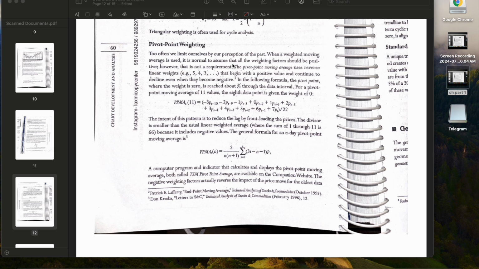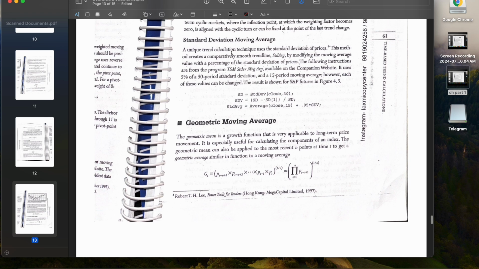The pivot point moving average uses reverse linear weights. So it begins with a positive value and continues to decline, and then they become negative. Earlier on, when we were seeing the normal weights, the number went from negative to positive. But in pivot weights, in the pivot moving average, it goes from positive to negative. So that is the difference with the pivot.